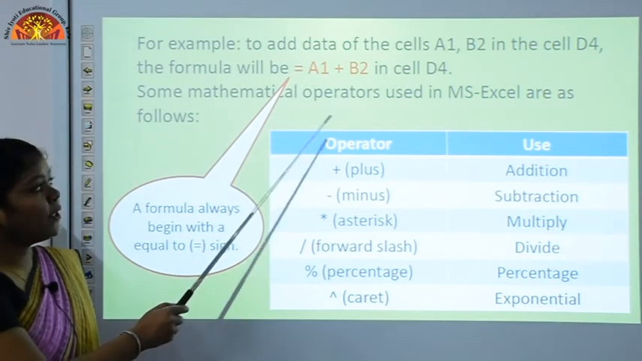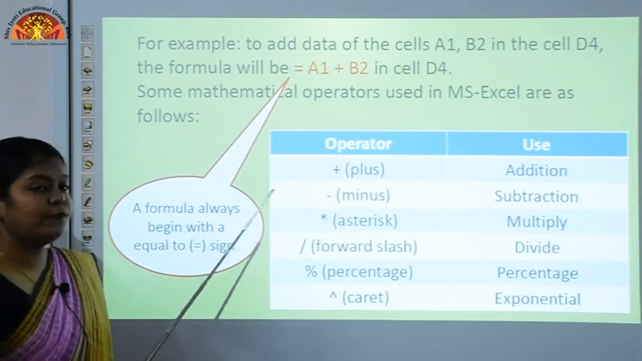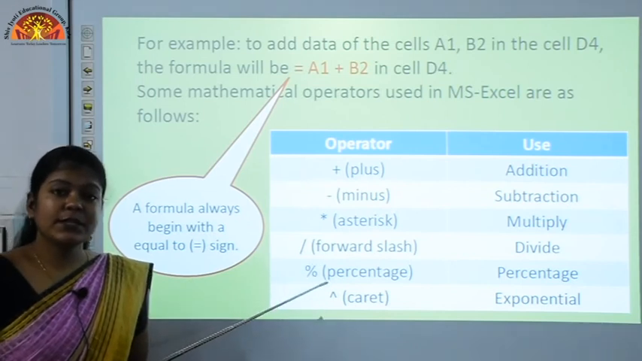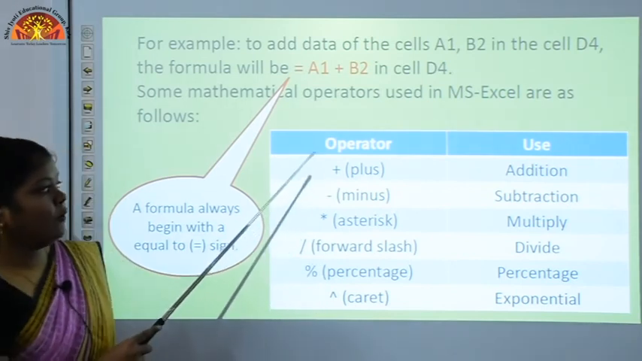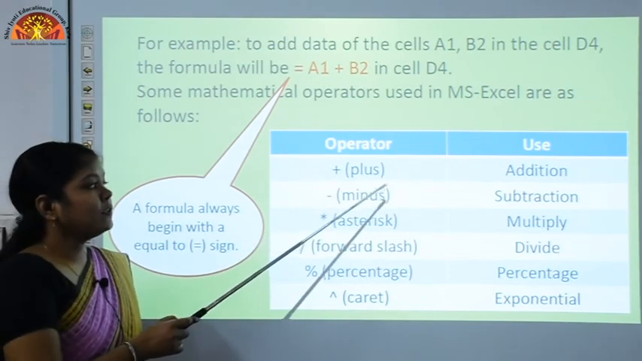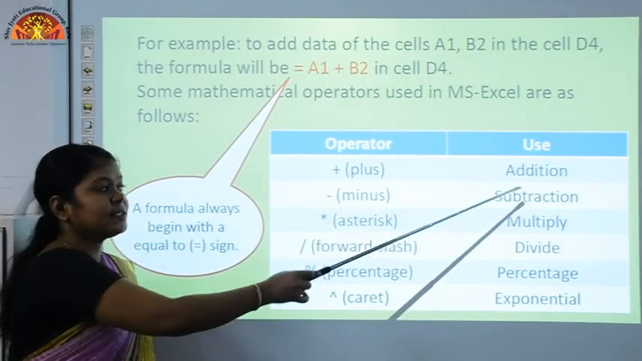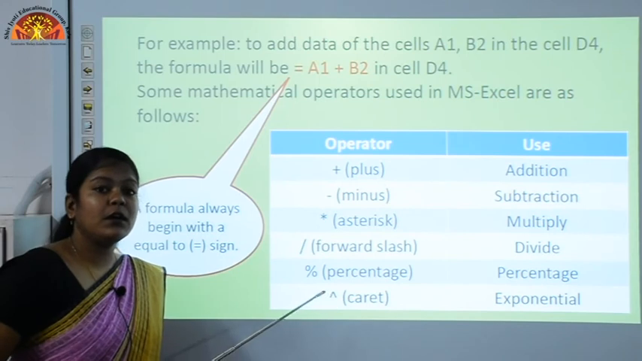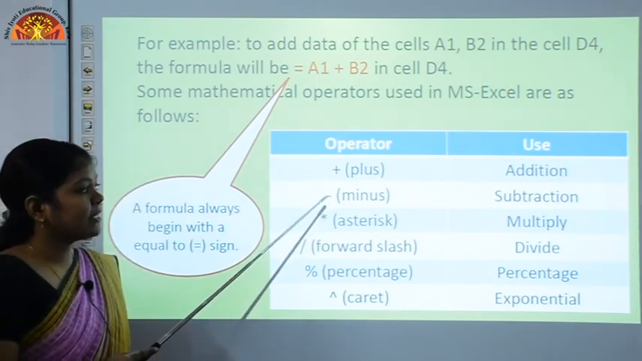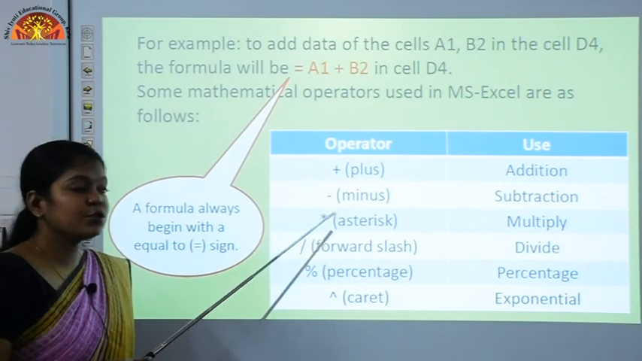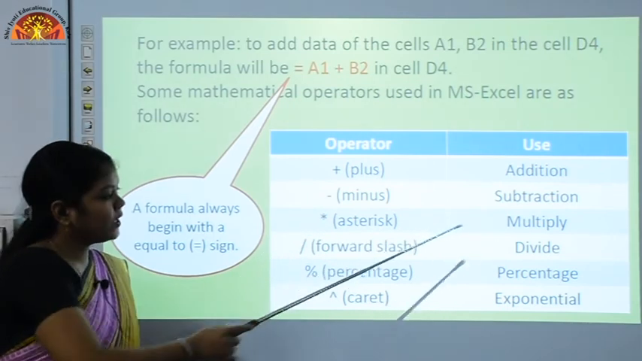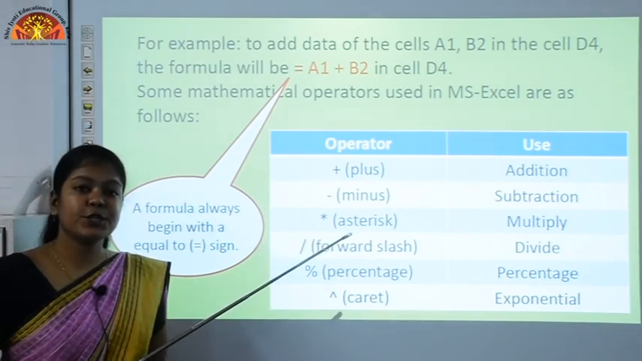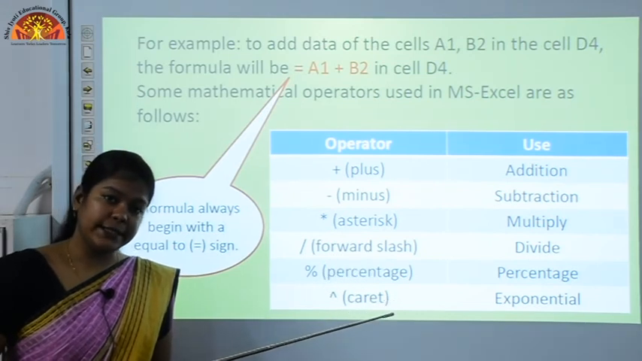Some mathematical operators used in MS Excel are as follows. So we have some mathematical operators that we can use in the MS Excel document. Let's start. First operator is plus. The plus symbol is known as addition, and this operator is used to perform addition on the data in the MS Excel document. Next operator we have is minus, which is used to perform subtraction on the data. Next we have the asterisk operator. Asterisk operator is used to perform multiplication of numbers on the data in the document.